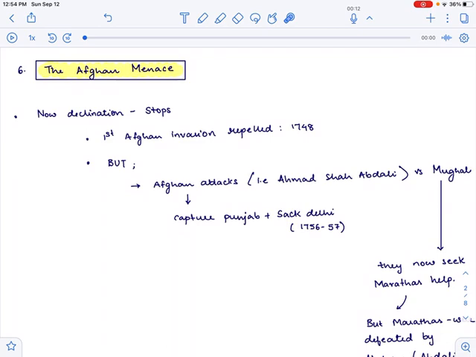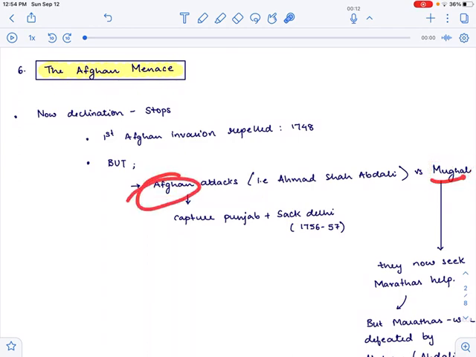Afghans basically tried to capture or get control over the Mughal Empire. So they thought of carrying out a war with the Mughals. But the first time the Afghans planned to wage war against the Mughals, the Afghans were repelled. But the zeal to capture the Mughal Empire did not stop. So when Ahmad Shah Abdali became the ruler, the Afghans came and attacked the Mughals.